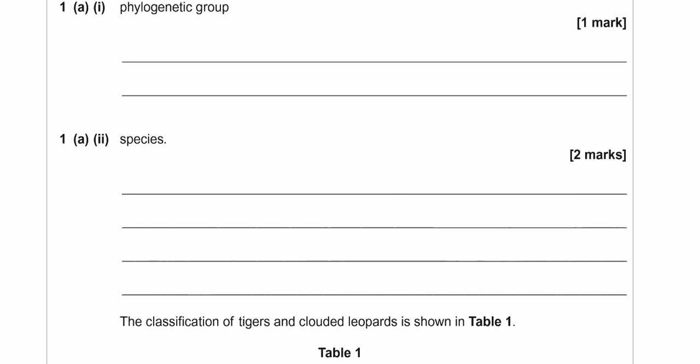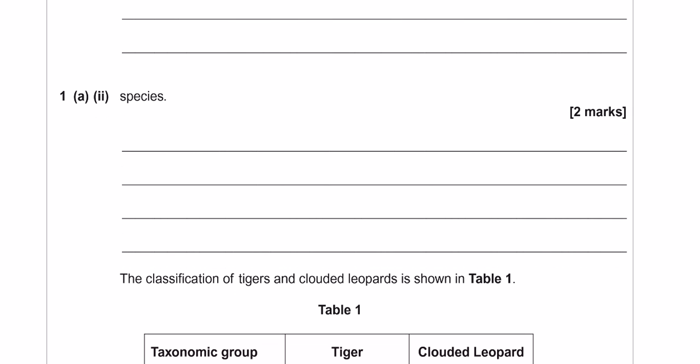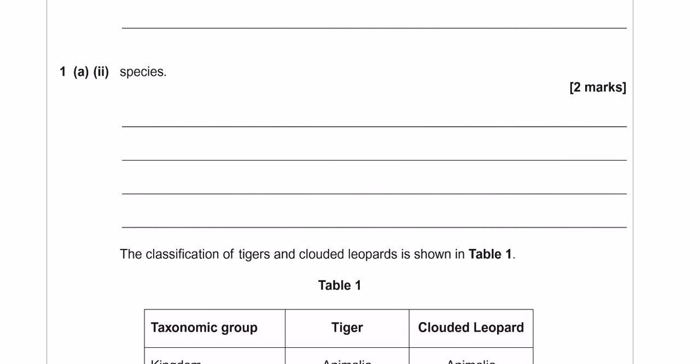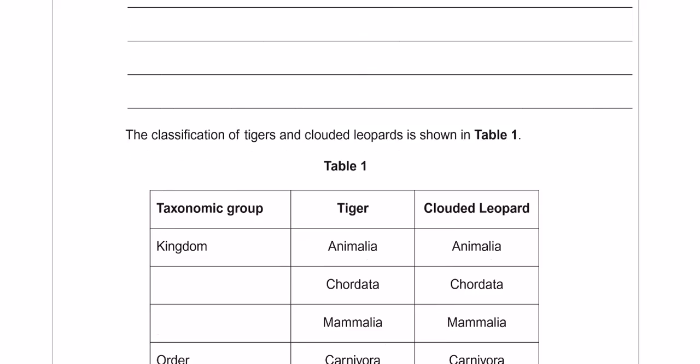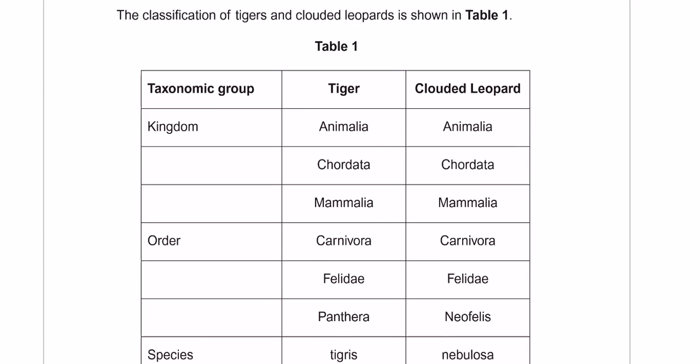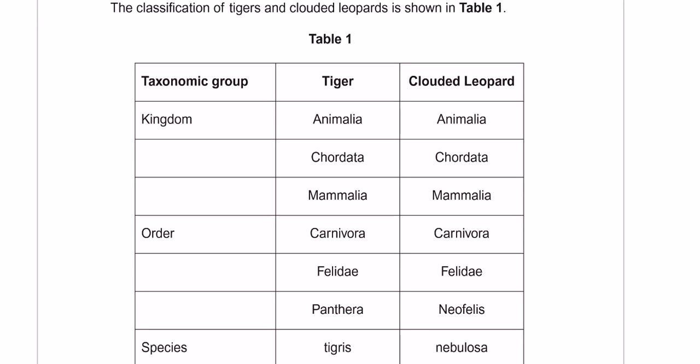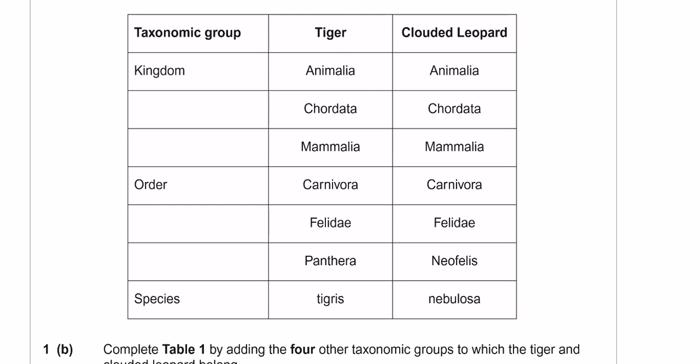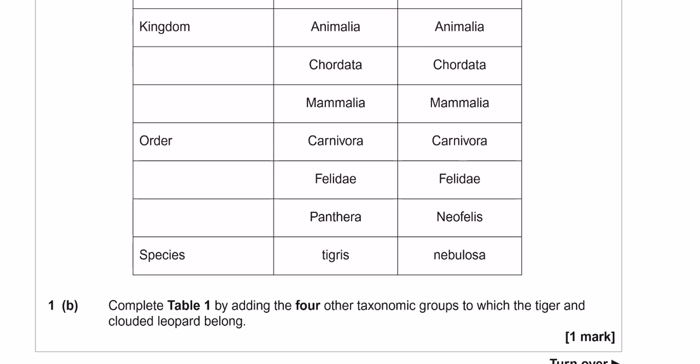Going on to explain what is meant by a species. So again, if you've done your revision, you'll know that for 2 marks, able to reproduce, and they produce fertile offspring. There are plenty of other answers that they will accept, but there are other answers that they won't, so I would look at the mark scheme carefully in a minute. Right, okay, next one, they look at the classifications of tigers and clouded leopards. Okay, and they show similarities and differences in terms of kingdom, order and species.